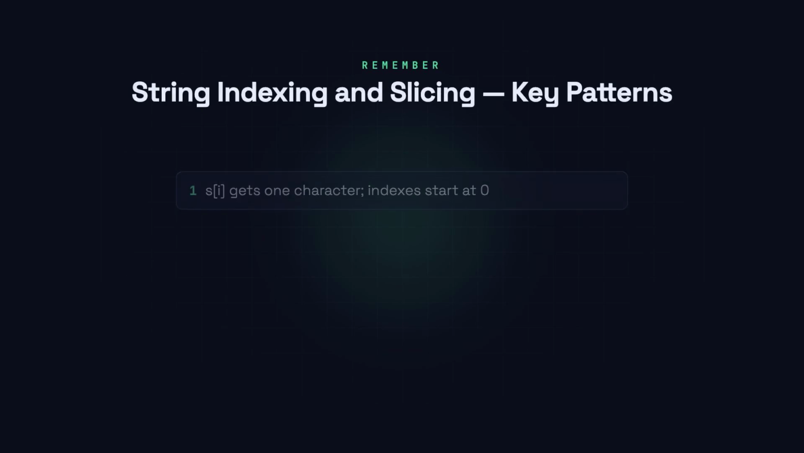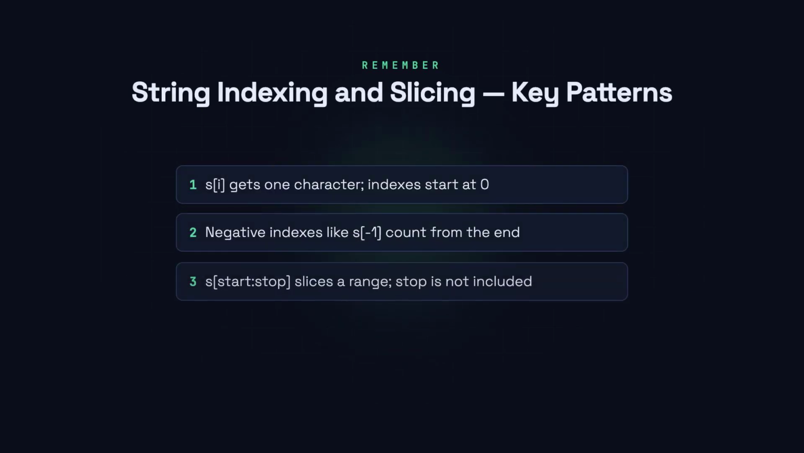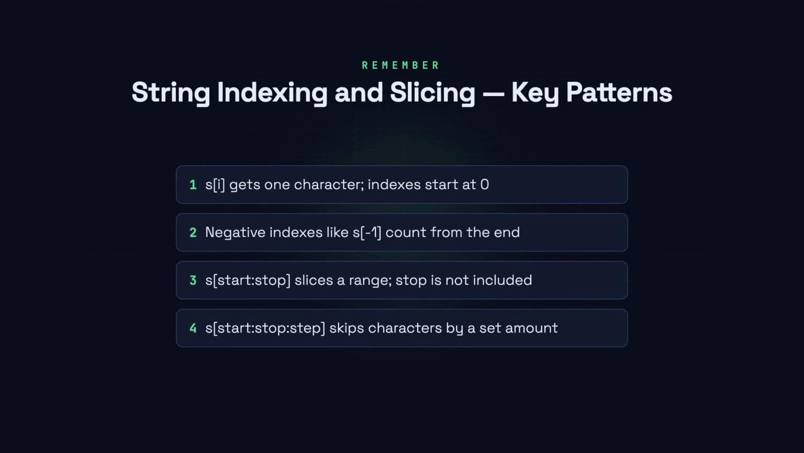To recap, use square brackets with a single number to grab one character, use a colon to slice a range, and add a second colon plus a step to skip or even reverse. These 3 patterns unlock almost everything you need to work with strings.